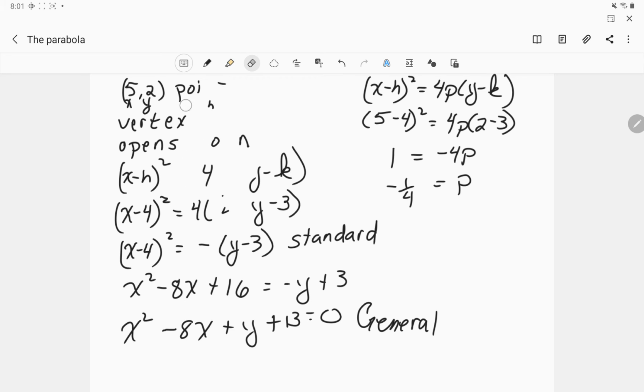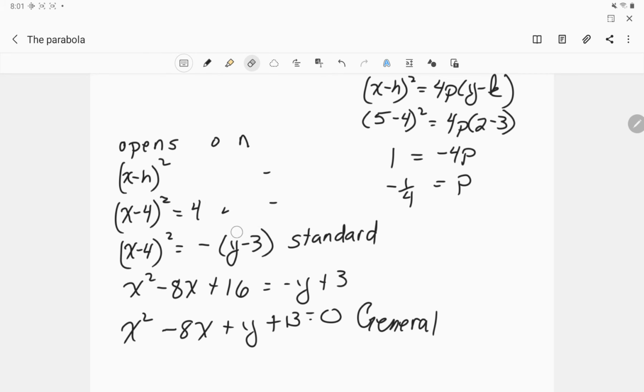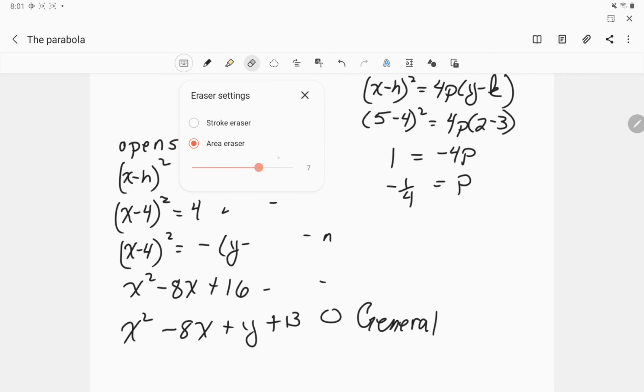Example number 2. Yeah, I don't think they gave me a little tip that said the stroke thing works, but I think I like the area one better. Let's just make it bigger.